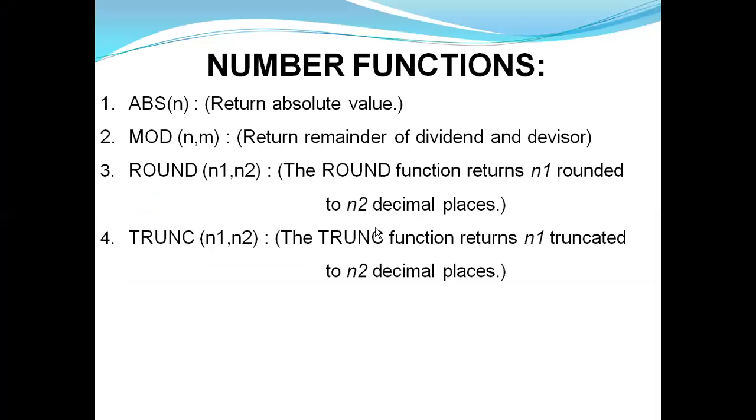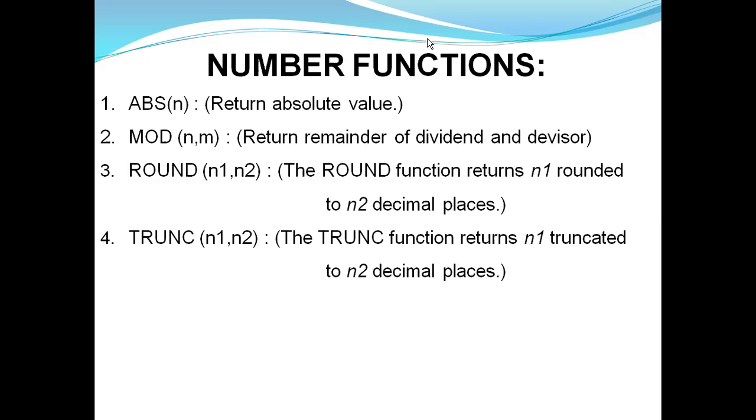After the round, we have a trunk. Trunk and round take the same two expressions and in the same manner. The only difference is that round is rounding the value and trunk is truncating the value. What do you mean by truncating here? In round, the excess value is rounded and adjusted to the permitted value, whereas trunk is allowed up till the permitted value, and the excess value is removed or truncated.